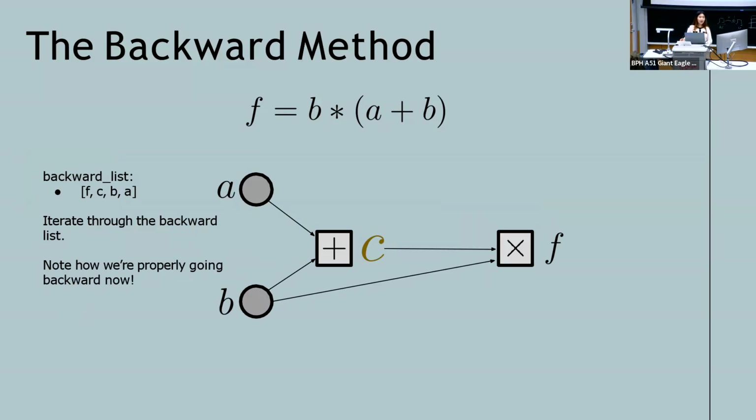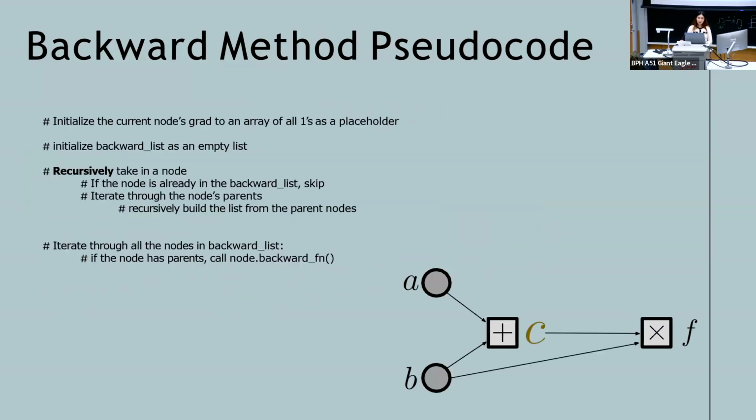So after we have this backward list, we will then just iterate through the whole list. And this is how backward works. So for the pseudocode, we will first initialize the current node gradient to an array. And why do we have it initialized as all ones in the array? This is because we first start from the final node F here, and we know that the gradient of F with regards to itself is just 1. So we will just initialize all the gradients in the array to be 1. And then we'll initialize the backward list as an empty list.